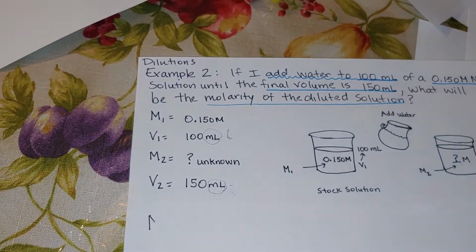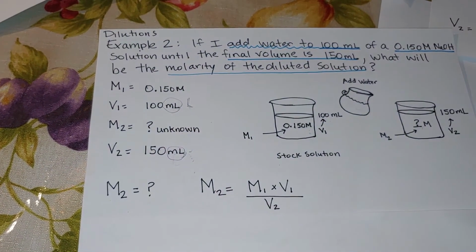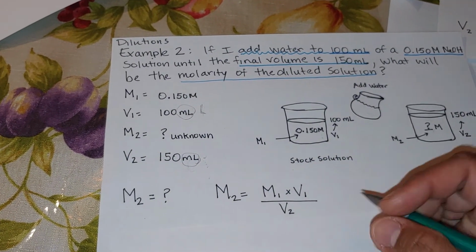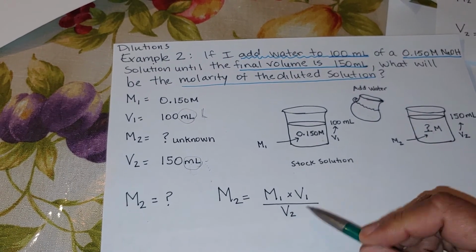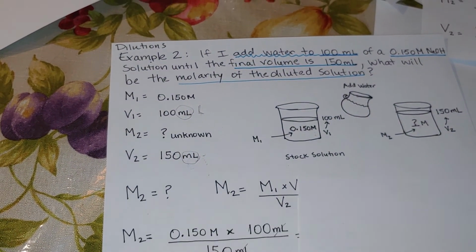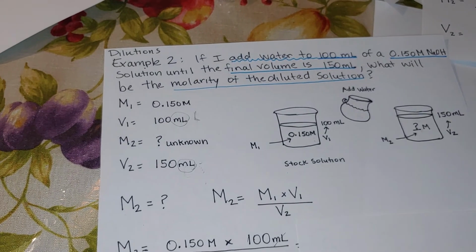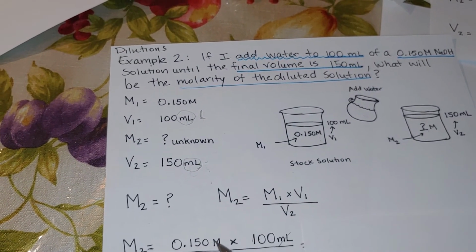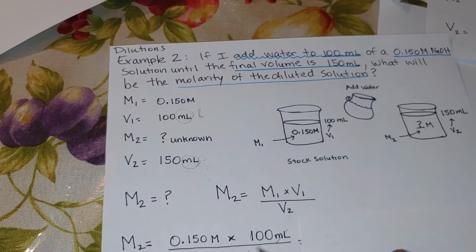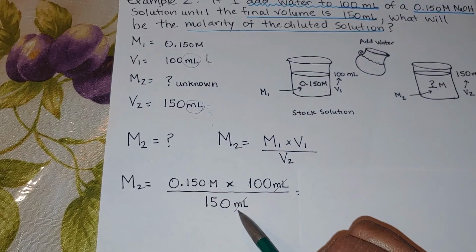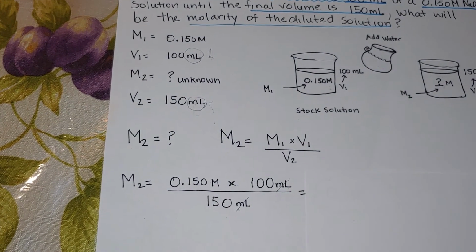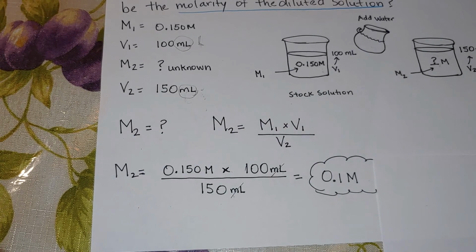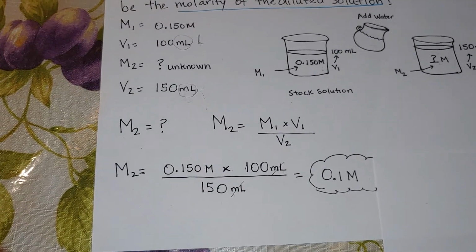Anyways, let's place it into our equation. We're looking for M2. M2 is equal to M1 times V1 over V2. Substitute the numbers: 0.150 molarity times 100 milliliters divided by 150 milliliters. Now use our calculator, and our answer comes out to 0.1 molar.